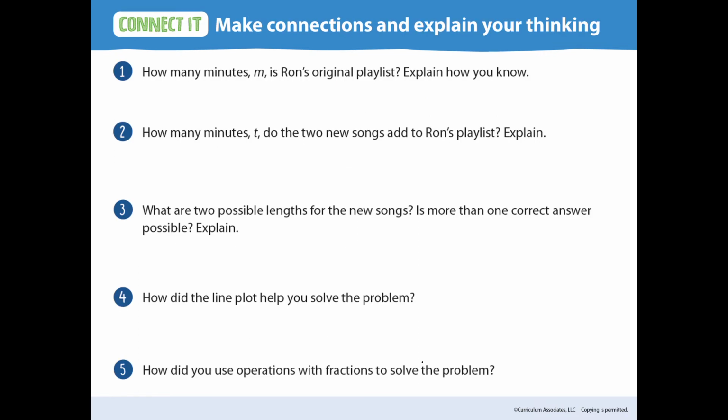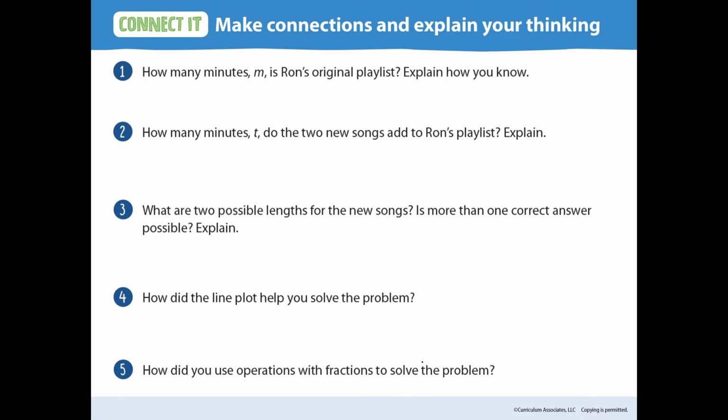Connect it. Make connections and explain your thinking. Number 1. How many minutes M is Ron's original playlist? Explain how you know. We found that Ron's original playlist is 27 1/2 minutes because we added the lengths of the songs to find the total time. Number 2. How many minutes T do the new songs add to Ron's playlist? And explain. The 2 new songs add 6 1/2 minutes to Ron's playlist. We subtract the length of Ron's playlist from 34 to find the total length of the 2 songs he added. 34 minus 27 1/2 equals 6 1/2.